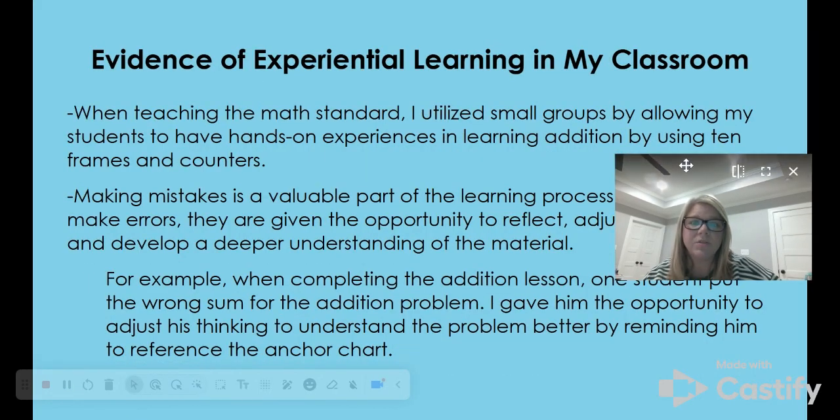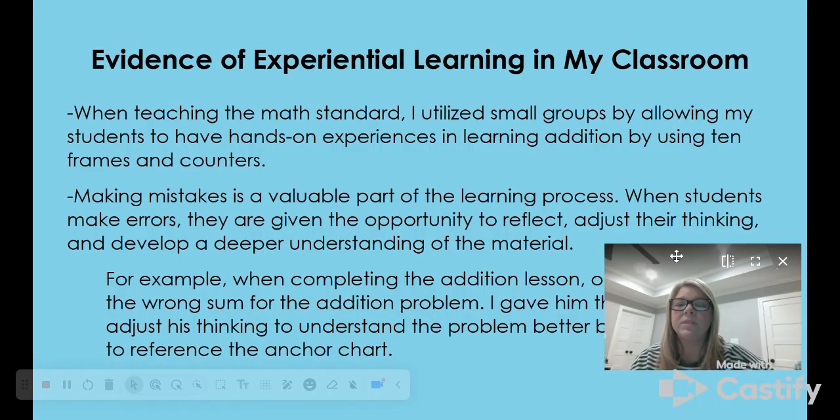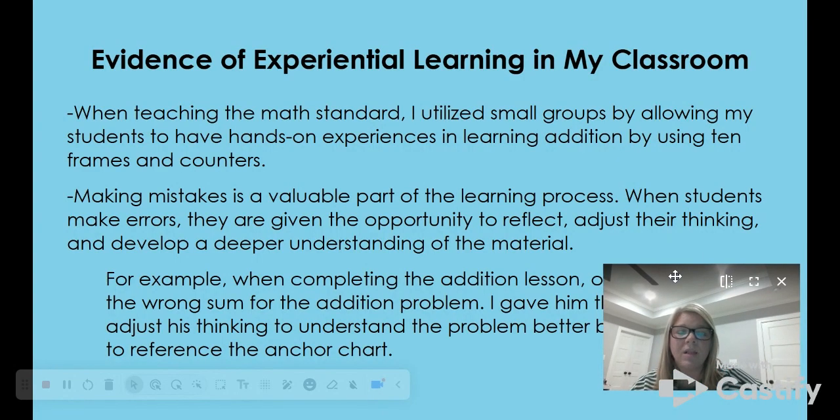Evidence of experiential learning in my classroom. When teaching the math standard, I utilized small groups by allowing my students to have hands-on experiences in learning addition by using 10 frames and counters.